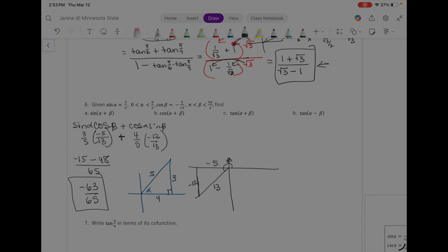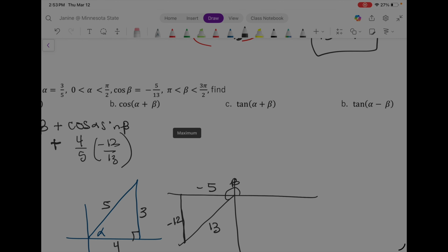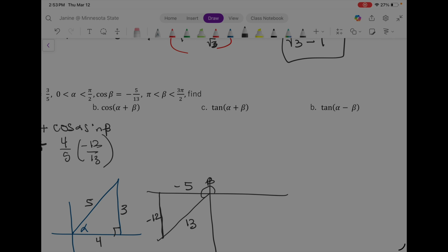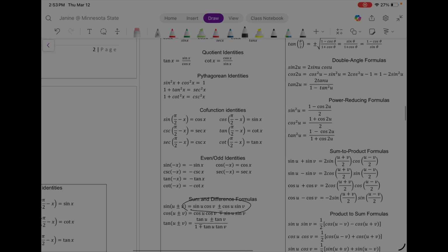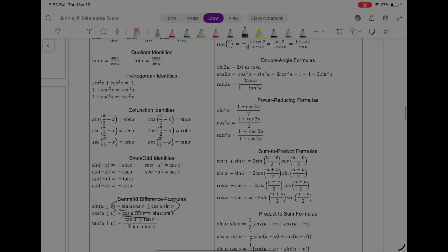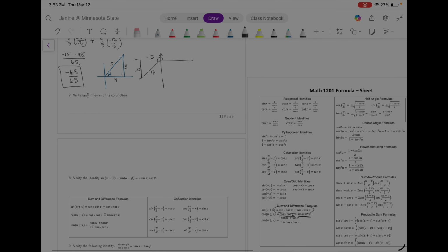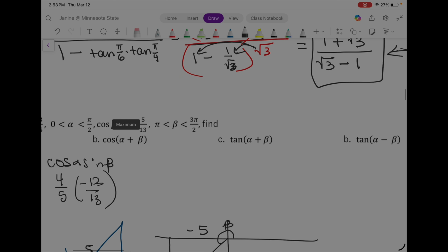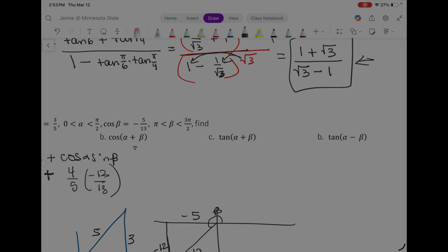Let's see if I can squeeze it in a little bit smaller maybe. Cosine. Let's just refresh your memory here. Cosine is cosine first, cosine second, opposite sign, sine, sine. Cosine, cosine, sine, sine. So this one is going to be cosine alpha, cosine beta, minus sine alpha, sine beta.